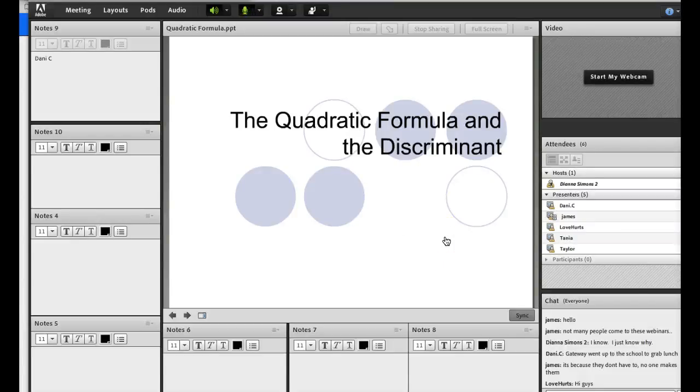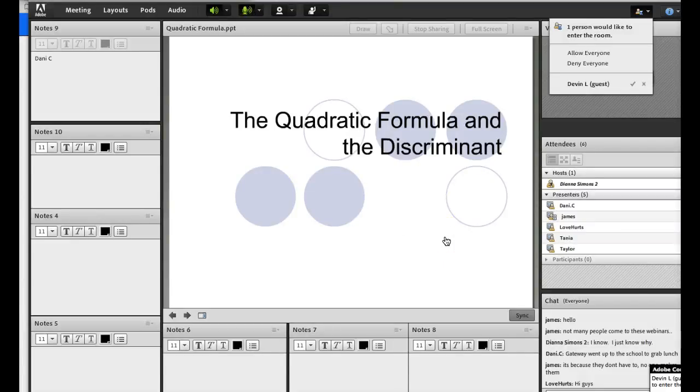And we're talking about the quadratic formula and the discriminant. This is week 4.